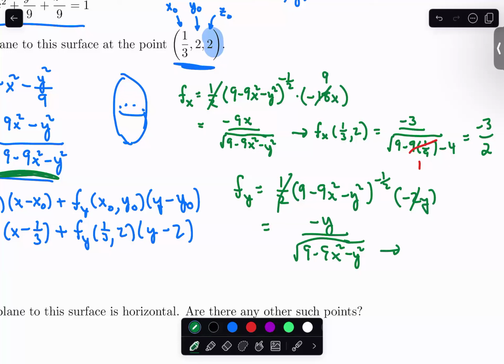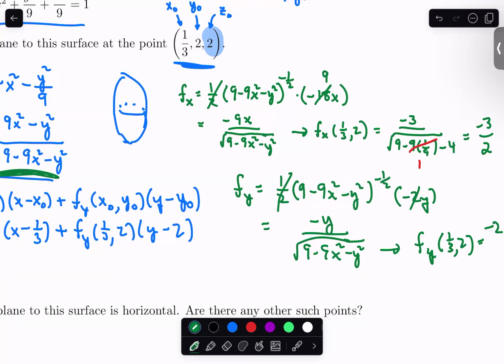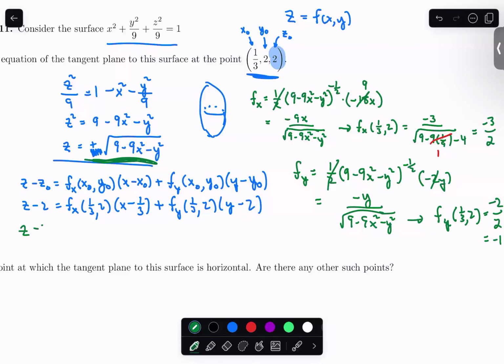And then when I go and plug this in, right, f sub y at 1/3, 2. In my numerator here, I'm going to have negative 2. And in my denominator, I already did all the work, right? I know we're plugging in the same numbers, and the denominator is the exact same here. We're going to get this 2 on the bottom again. So after that all simplifies down, we get a negative 1. So my final answer, z minus 2, is equal to negative 3/2 times x minus 1/3, minus 1 times y minus 2. And that right there is my tangent plane equation.